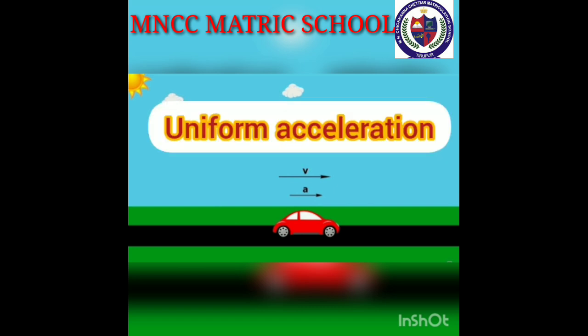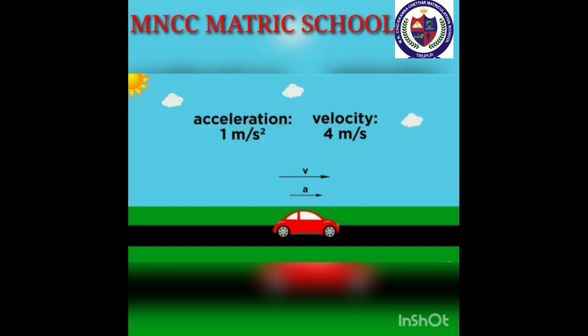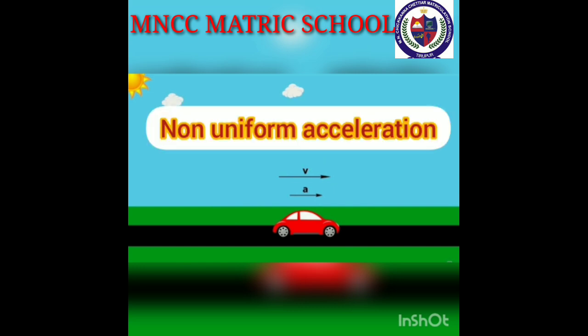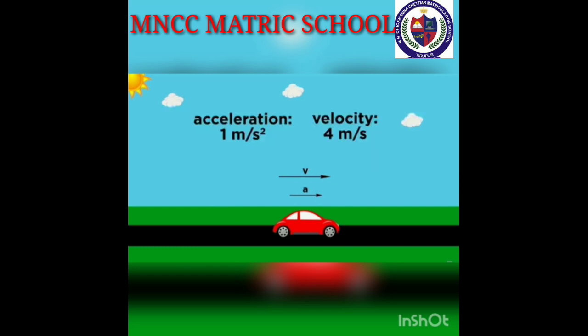Uniform acceleration. An object undergoes uniform acceleration when the change in its velocity for every unit of time is the same. Non-uniform acceleration. An object undergoes non-uniform acceleration if the changes in its velocity for every unit of time is not the same.